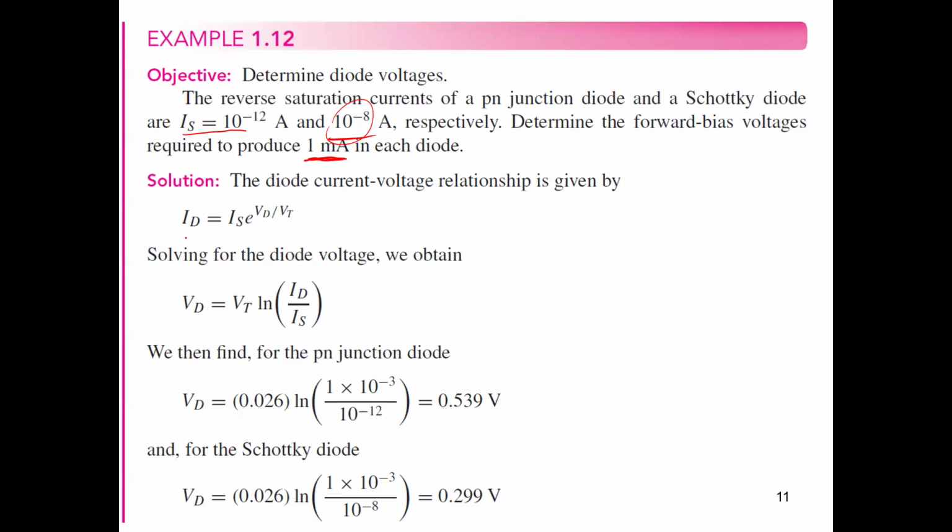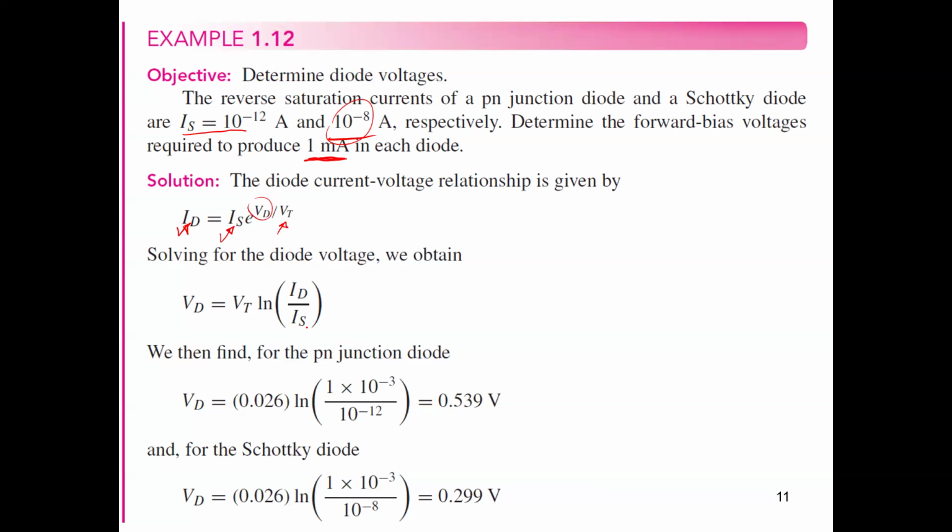So this is the relation of the diode current, ID. The diode current equals saturation current times e to power Vd over Vt. Now we have the ID, which is the required diode current. We have Is, and Vt is constant, and we need to know what is the Vd. So let's take the logarithm for both sides in order to get the Vd out of the exponential. So we can say now Vd equals Vt ln Id over Is.